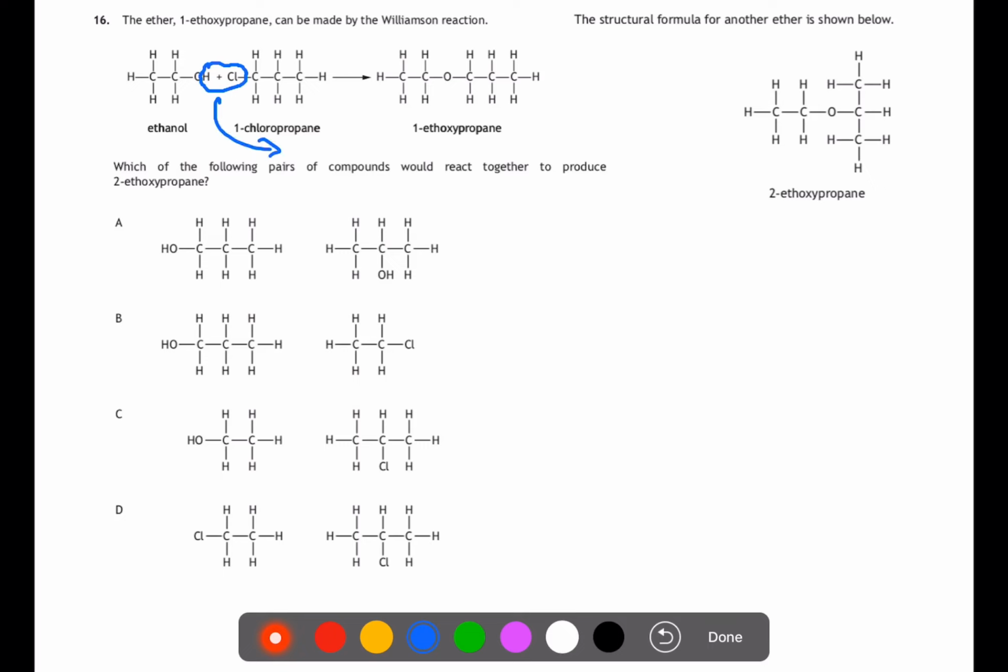So this means that for this to work, we need to have a hydroxy group and we need to have a chloro group. So if we first of all look at each of the reactants to see if we can eliminate any. In the first one, we have hydroxy and hydroxy, so this would not work. In B, we have hydroxy and chloro, which could work. In C, we have hydroxy and chloro, which could work. And then in D, we have chloro and chloro, which would not work.